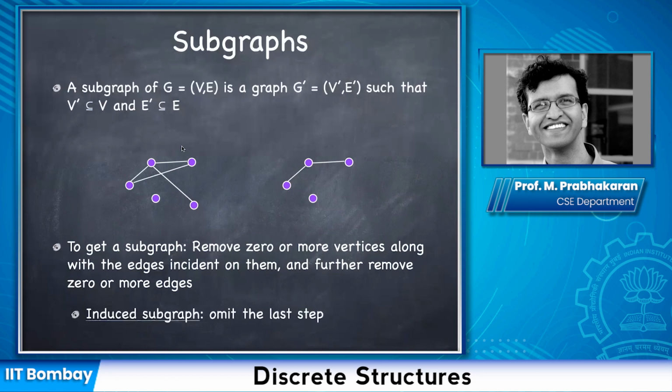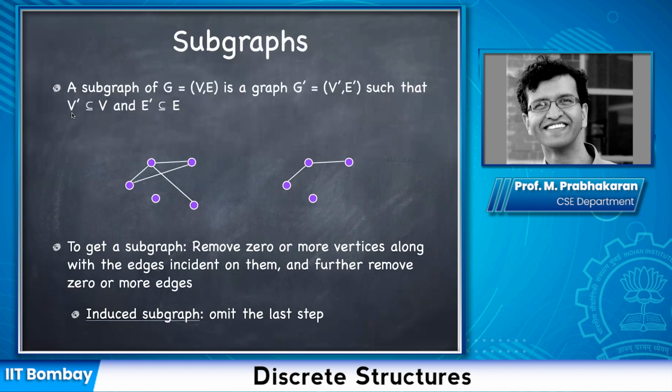There is a notion of an induced subgraph, where all you do is remove the vertices and the edges incident on the removed vertices. So you don't get to further prune the edge set. The edge set is completely determined by the original edge set and the new vertex set V prime. That is what an induced subgraph is. It's induced by the subset V prime.